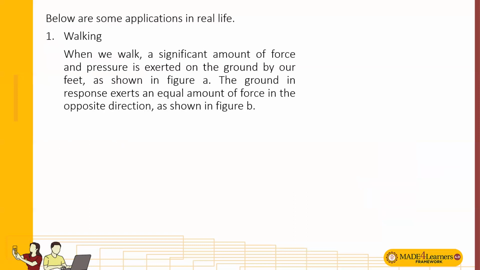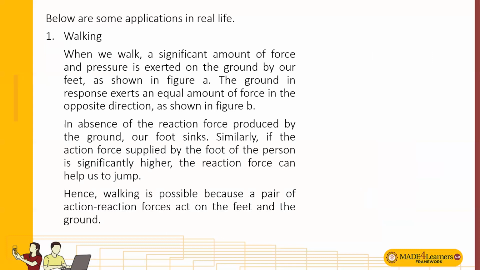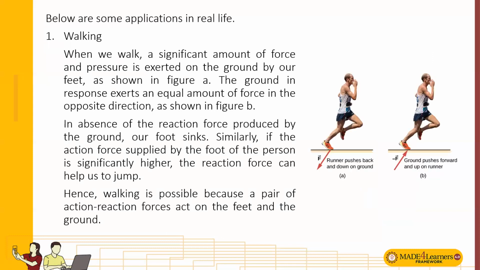So, for example, in walking, we cannot walk if we are not pushing on the ground or on the floor. So our force exerted on the ground is balanced by the force that the ground is acting on us. So the ground pushes forward and up on the runner because it's the opposite direction. So equal in magnitude but opposite direction.